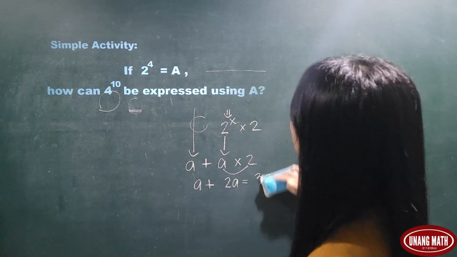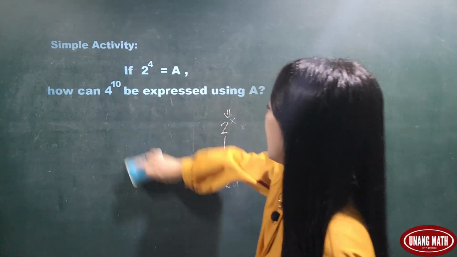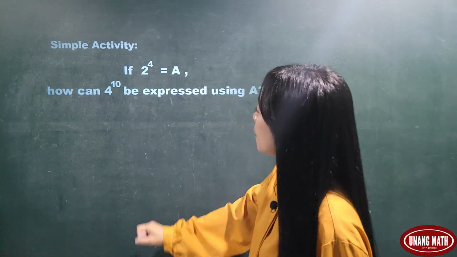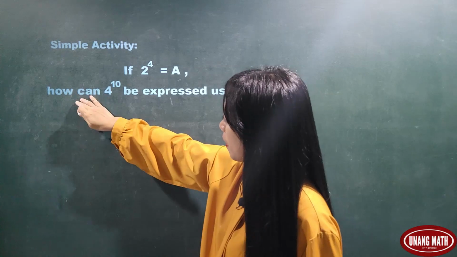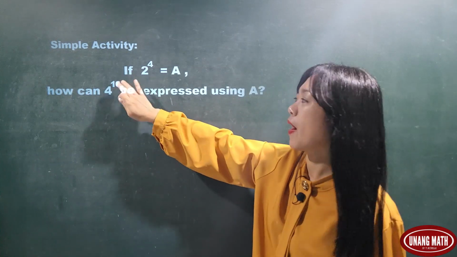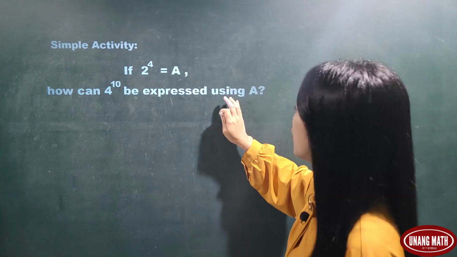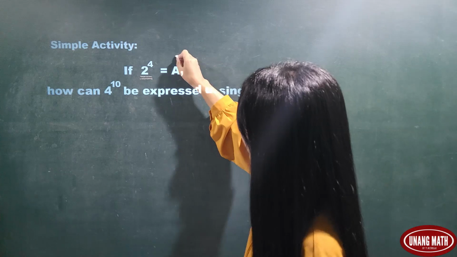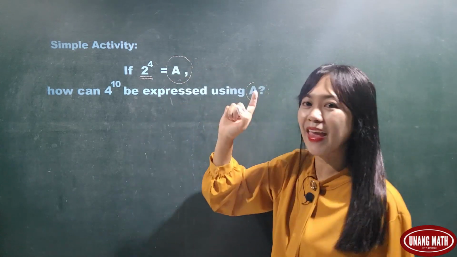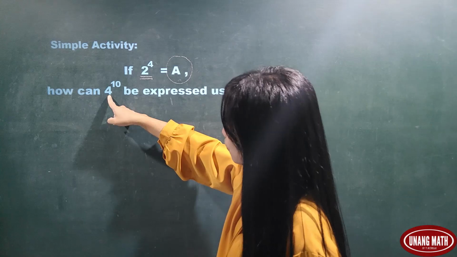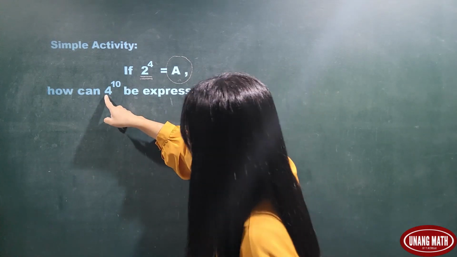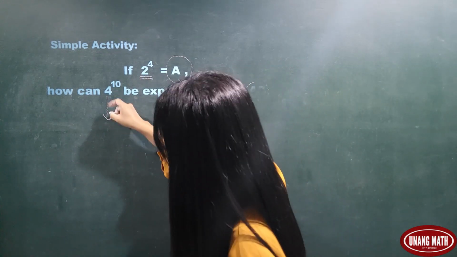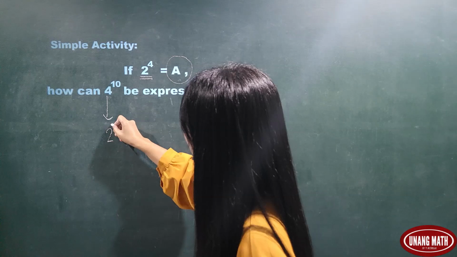Okay, let's move on to this simple activity. Okay, if 2 raised to the power of 4 is equal to this variable a, how can 4 raised to the power of 10 be expressed using a? Okay, 2 raised to the power of 4 is equal to this variable a. But this 4 raised to the power of 10, the base is not 2. Okay, remember, 4 can be written as 2 squared.